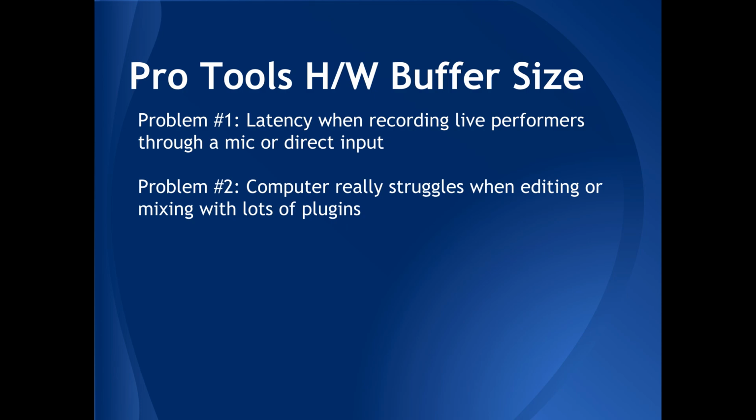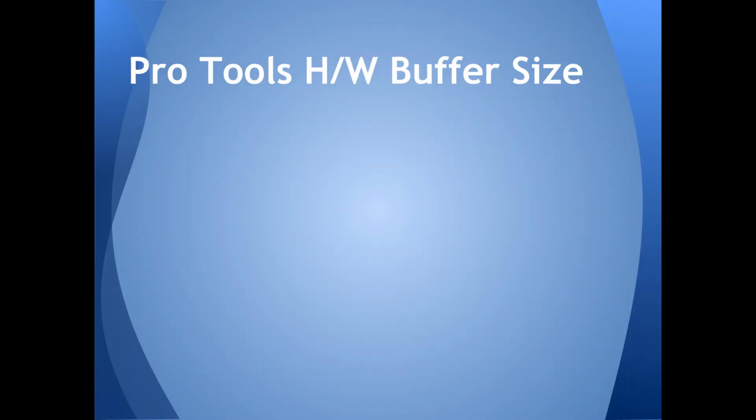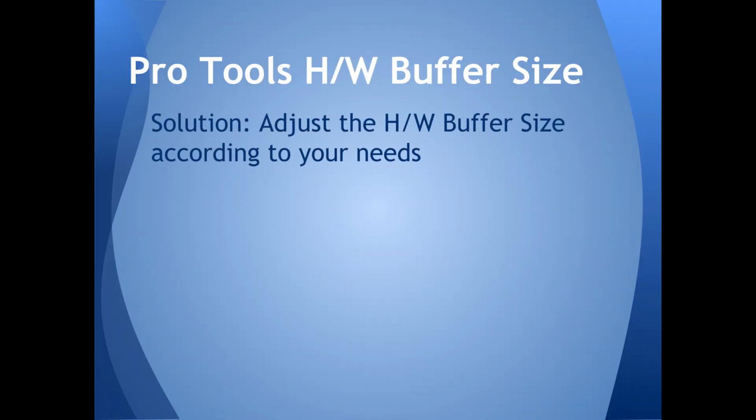Second problem is a computer will really struggle when you're editing and you have lots of plugins like reverb and echo and lots of virtual instruments in the computer. The computer really slows down and has a lot of problems. So what should you do? Well, you need to adjust the hardware buffer size according to what your needs are. There's no magic number. You just have to adjust it.